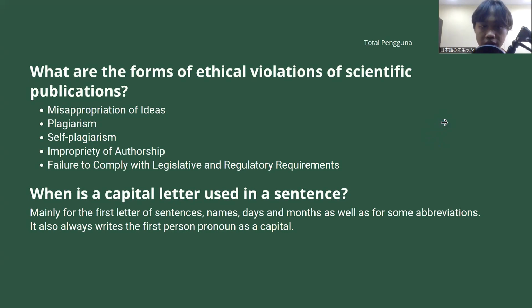And the next question is, when is a capital letter used in a sentence? So mainly for the first letter of sentences, names, days, and months, as well as for some abbreviations. It also always writes the first person pronoun as a capital.